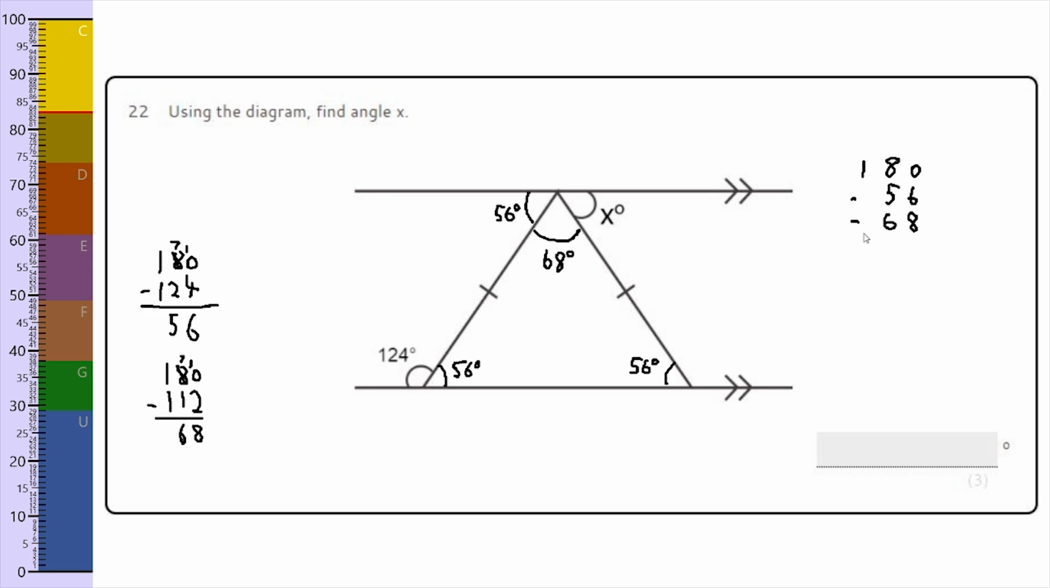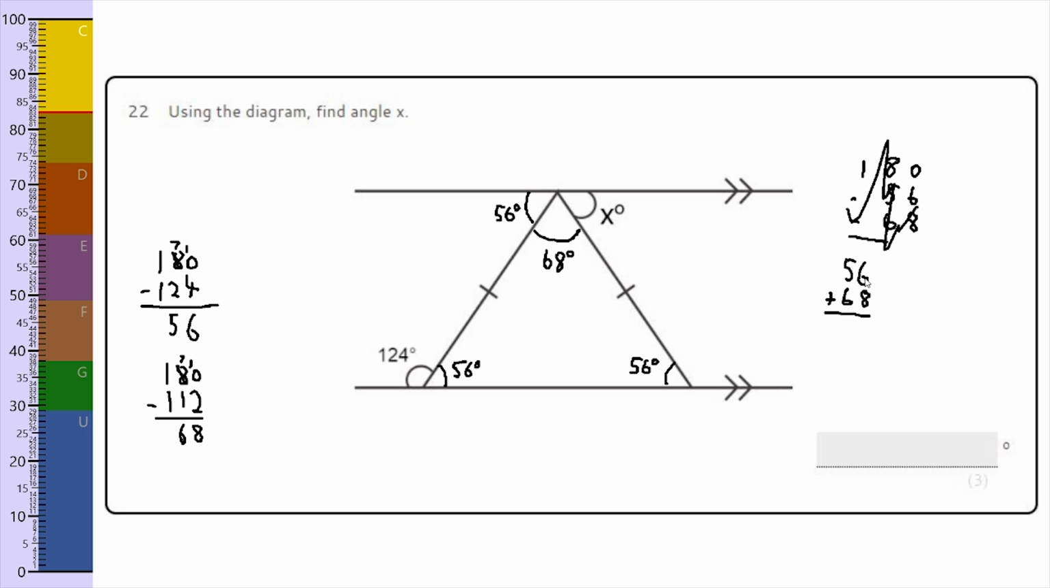Is that going to work? I don't like that. Can I do that? No, I can't. Let's scrap that. Let's add the 56 and the 68 first. It's been a long tutorial, right? So let's add these first.